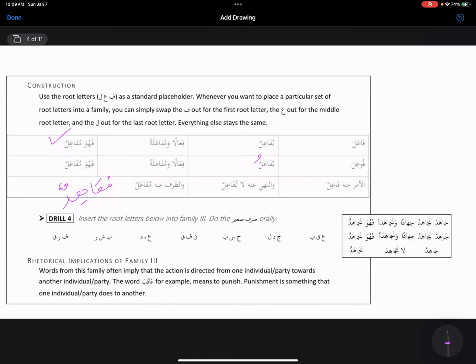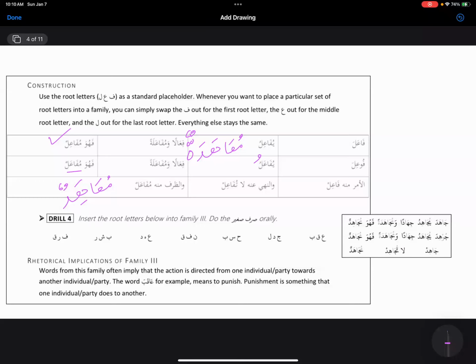Mu'ahadat. Yes. We say mu'ahida, right? But actually we can hear it now as mu'ahada. Mu'ahadatun. No, ism maf'ul would be mu'ahadun. Mu'ahadun. Yes, mu'ahad.